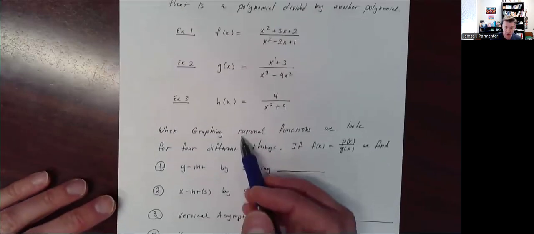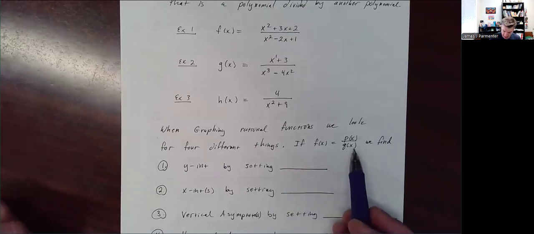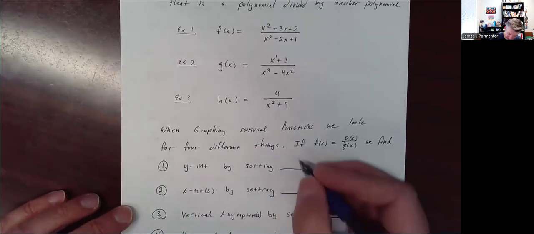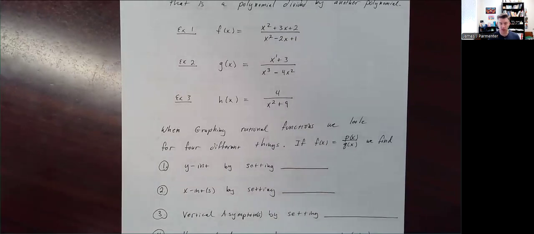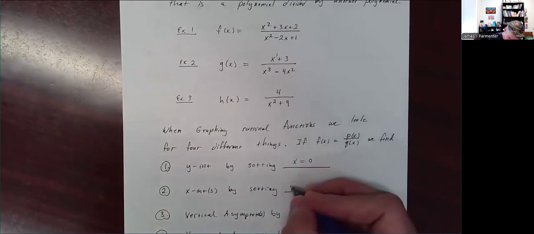When graphing rational functions, we look for 4 different things. Specifically, if f of x equals p of x divided by q of x, we find the y-intercept by setting x equal to 0, as we usually do, right? For any function, we find the y-intercept by setting x equal to 0. We're going to find the x-intercepts by setting the whole thing equal to 0. So we're going to set f of x equal to 0.